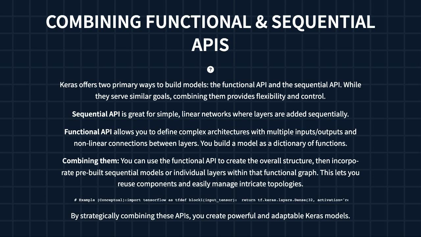The really cool part is that you can actually combine these two approaches. You might start with a sequential model for an initial section of your network and then use the functional API to weave it together with other pre-built components or even different sequential models. It's a powerful way to build sophisticated architectures, and this example shows how you can do it.